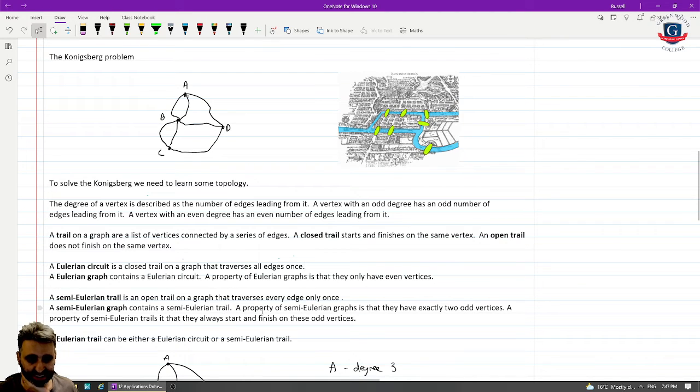And we can detect them in the same way that we can detect an Eulerian graph when they have only even vertices. We can detect a semi-Eulerian graph when it has exactly 2 odd vertices. So this one has 1 odd vertex here and an odd vertex here, but hang on, it's got 2 more. So given that it's got 4 odd vertices, it's not going to be a semi-Eulerian graph. Now, an Eulerian trail, as opposed to an Eulerian circuit or a semi-Eulerian trail, can be either of these. Any other trail is not an Eulerian trail.